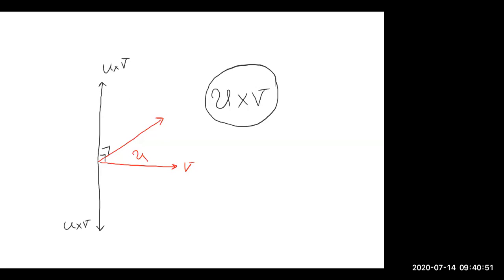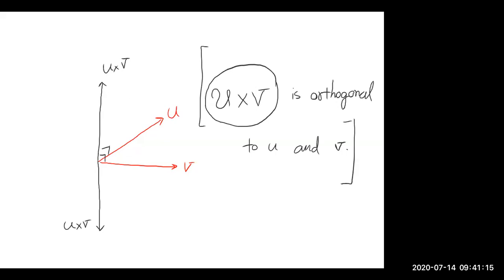Okay, so which one is the direction of u cross v? That's the question. If this one is u and the other one is v, u cross v is always orthogonal to u and v. That's a rule. And so if the red vectors are u and v, u cross v would be in one of these two directions. But which one is the answer?